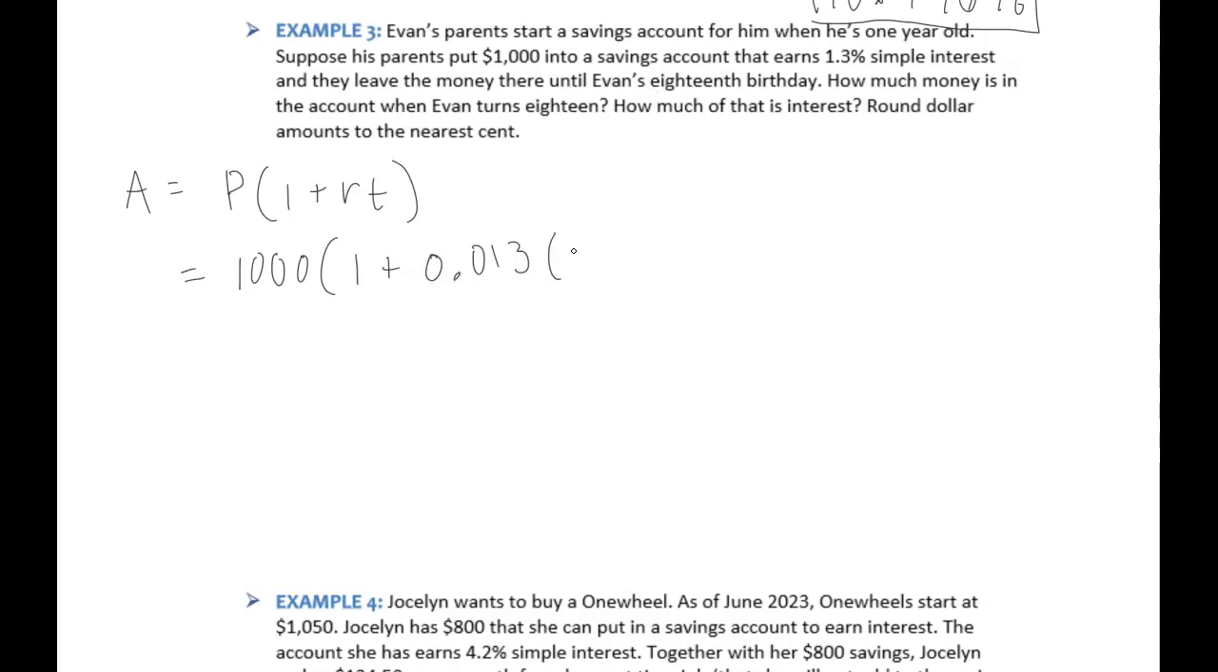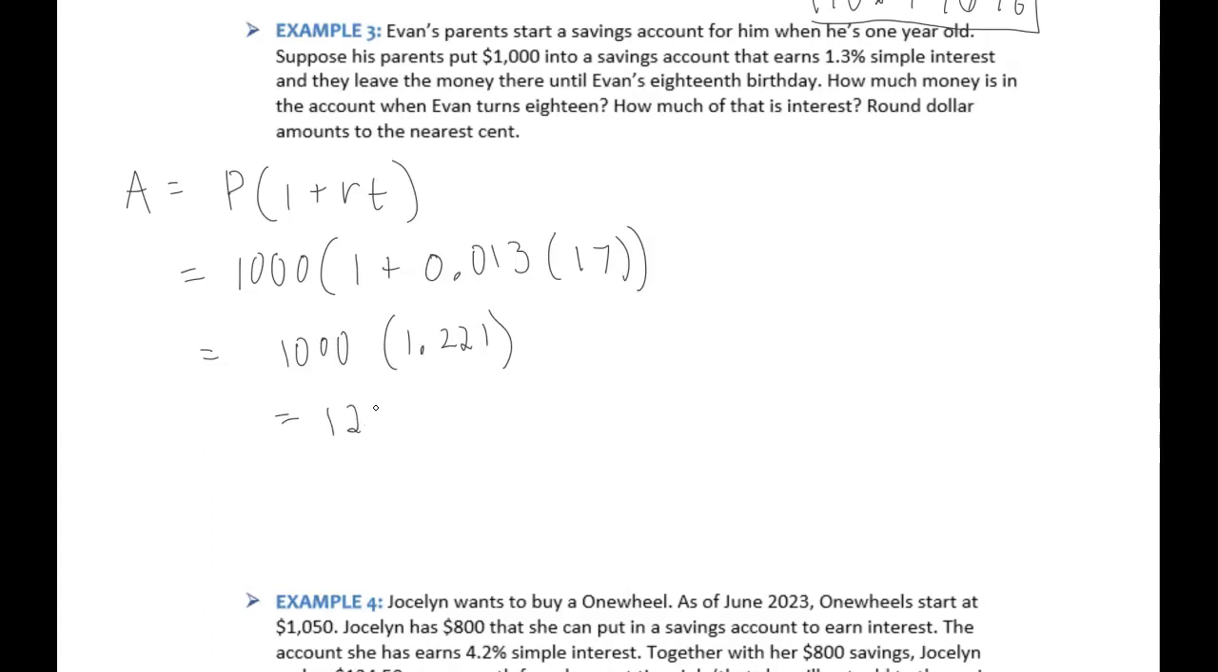And they're going to leave the money there until Evan's 18th birthday. But notice I'm not going to plug in 18 for time here. I'll use 17. And that's because his parents didn't invest the money until he's 1 year old. Therefore, the money stays there for 17 years. So simplifying this, what do I get? Again, do the inside of this parentheses first. So 17 times 0.013, and then add 1. That result is 1.221.